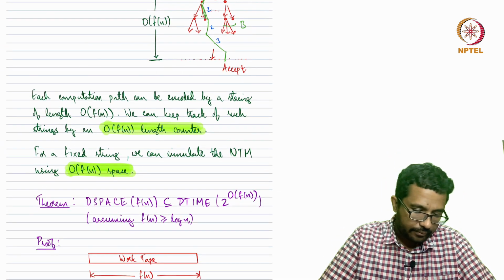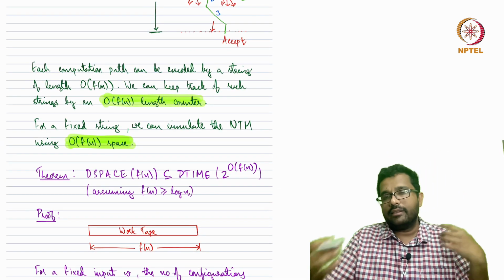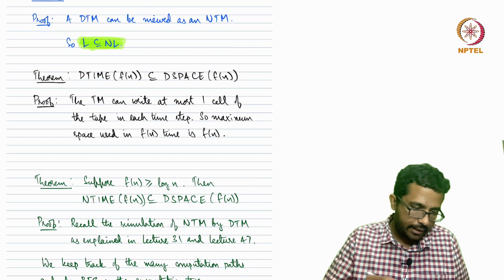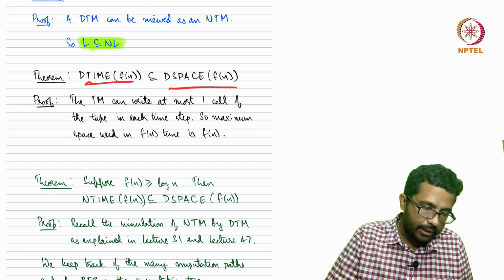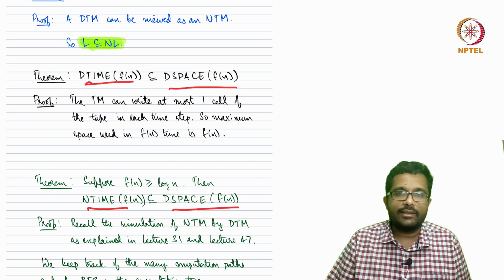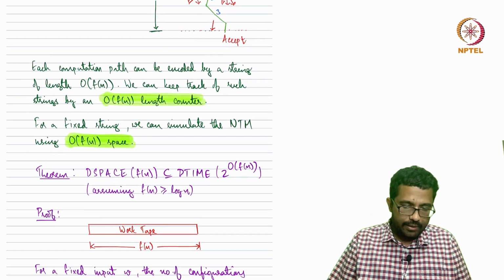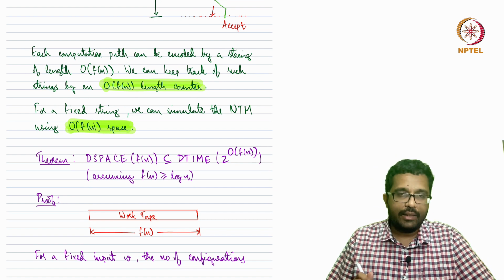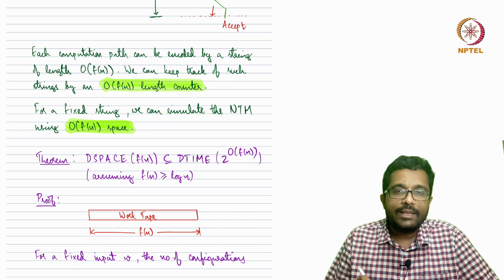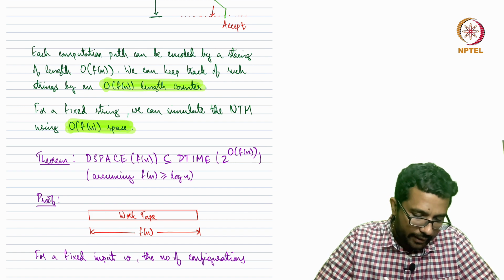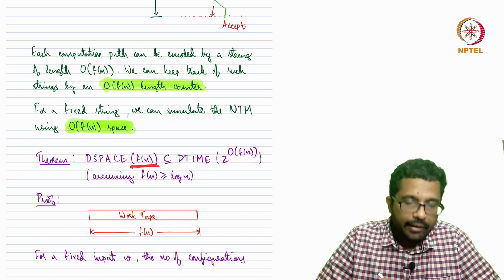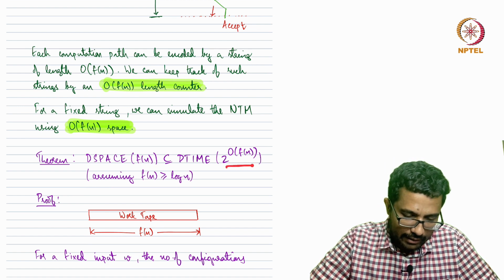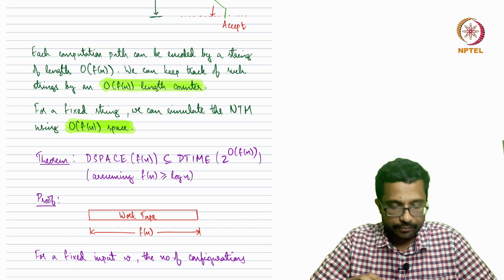Next, we change the roles. So far, the two things we have said are DTIME simulating in DSPACE and NTIME simulating in DSPACE. Now let's see how much time it takes to simulate a space bounded machine. Suppose we have a DSPACE machine that runs in O(f(n)) space, and how much time does it take to simulate? What we say is that it takes 2^O(f(n)) time.